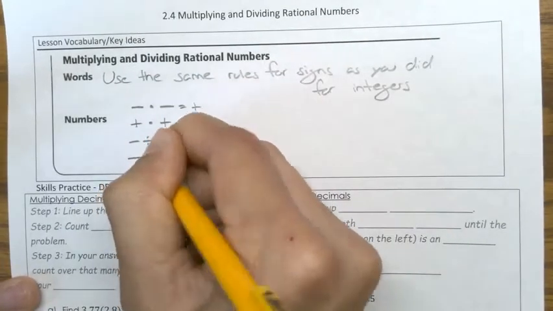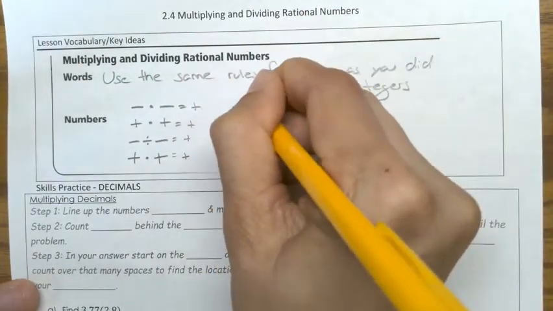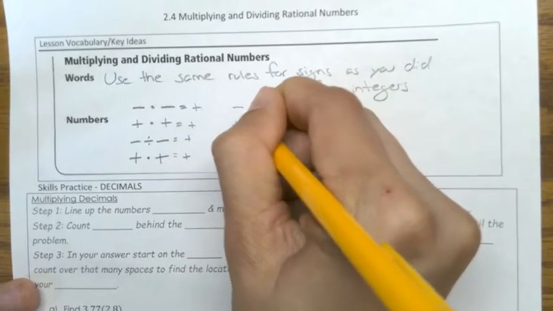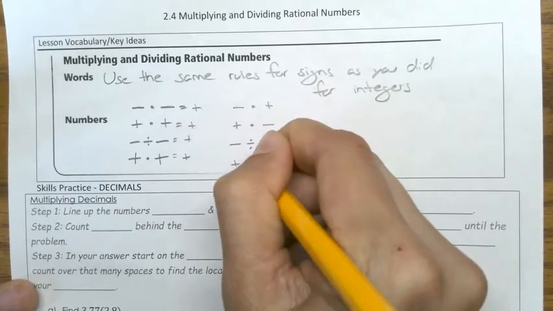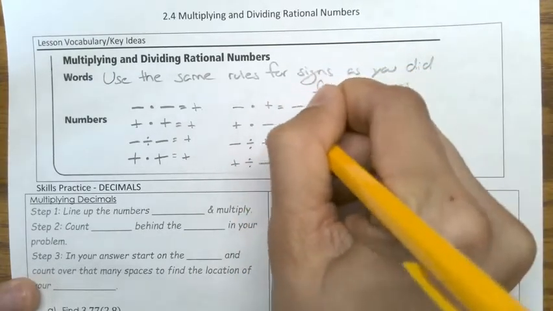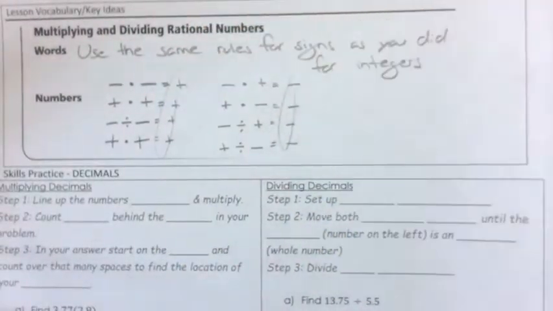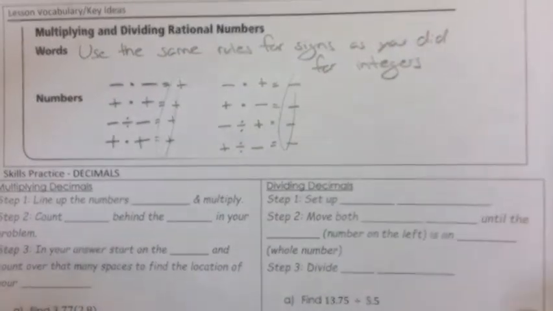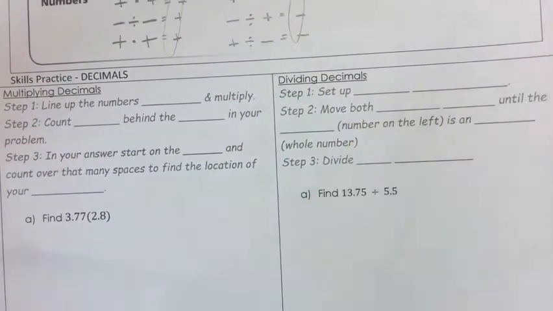Whoop, I forgot the pluses on this one. If we're multiplying or dividing different signs, the answer is always going to be negative. So let's just make sure we remember those rules. Okay, so we're going to start by looking at decimals. Here's multiplying decimals and then dividing decimals. The steps are really similar, just slightly different. So I wanted to make sure we wrote them twice.